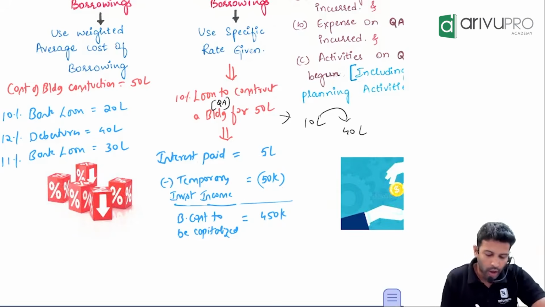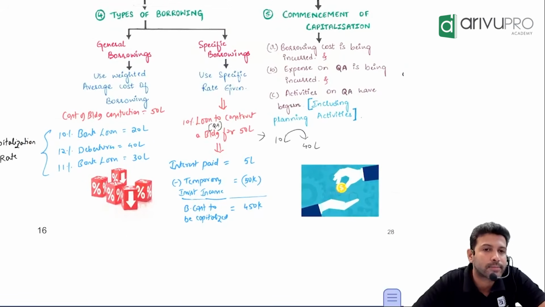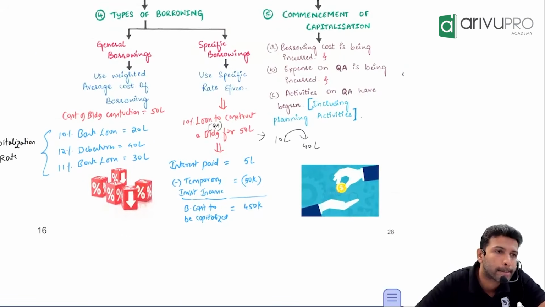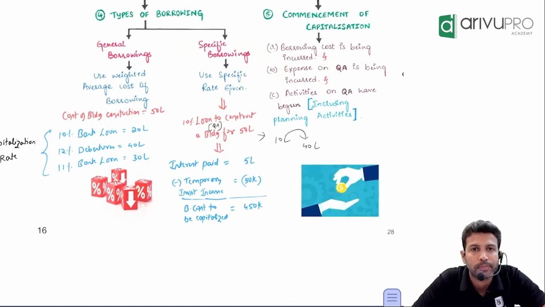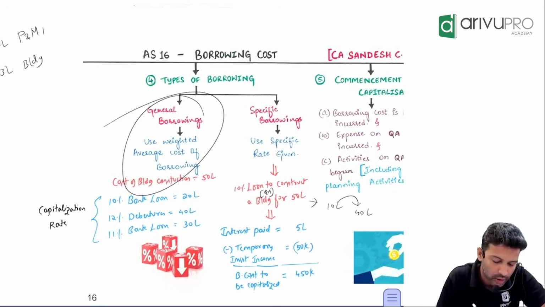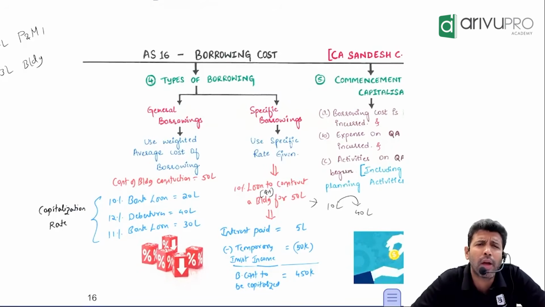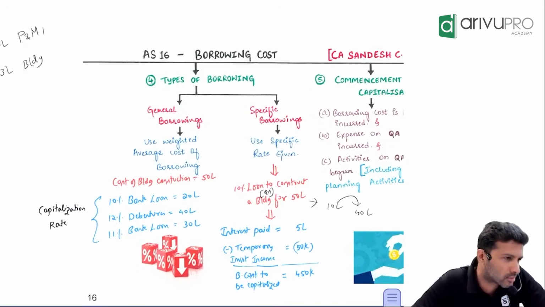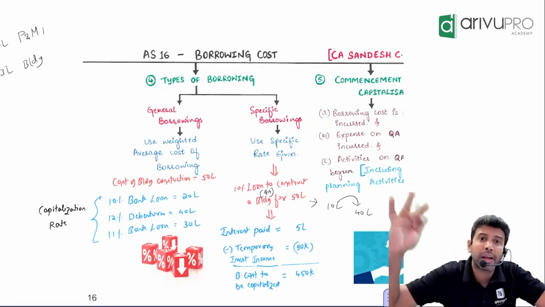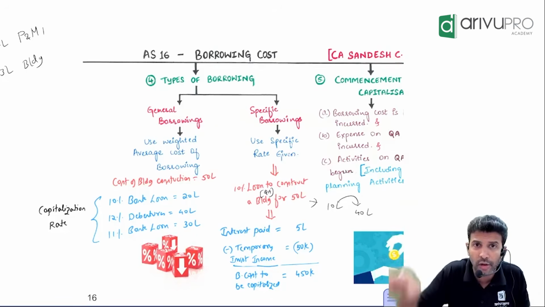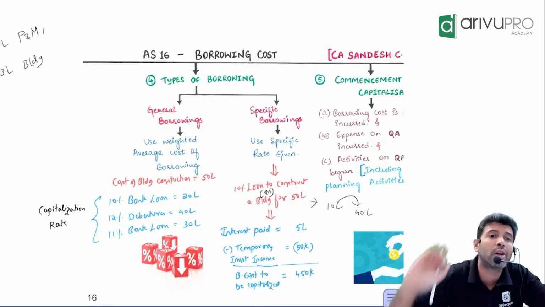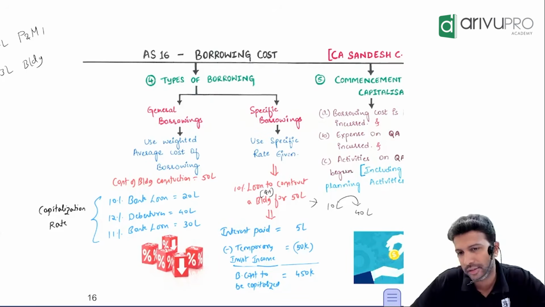Okay. Any doubt in this so far? All okay? This is the aspect relating to specific borrowing. There is another kind of borrowing, which is general borrowing. General borrowing means khichdi, a mix. Meaning multiple loans, multiple purposes. For what purpose the loan is utilized, you are not able to identify.